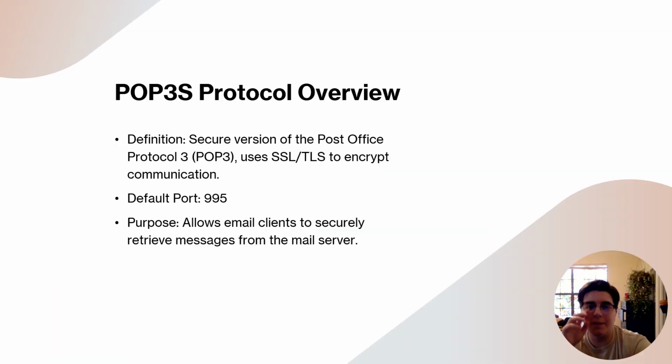Let's begin with talking about POP3S. POP3 is a protocol used by email clients like Outlook or Thunderbird to retrieve messages from a mail server. The secure version, POP3S, adds encryption through SSL or TLS. This ensures your login credentials and email content can't be intercepted or read by third parties. POP3S listens on port 995 by default. Later on, we'll verify that our Linux server is listening on this port after we have it configured.